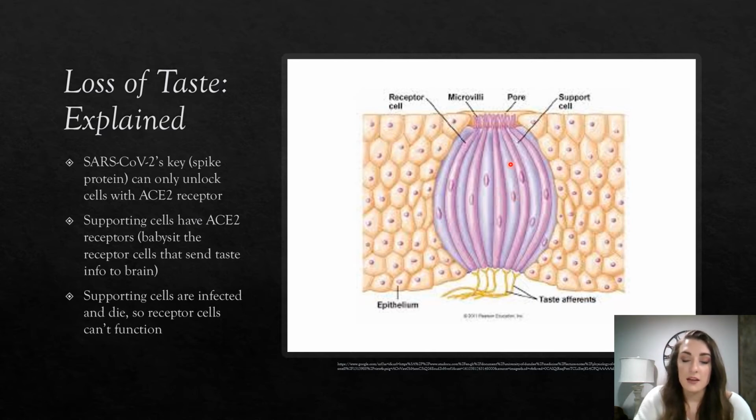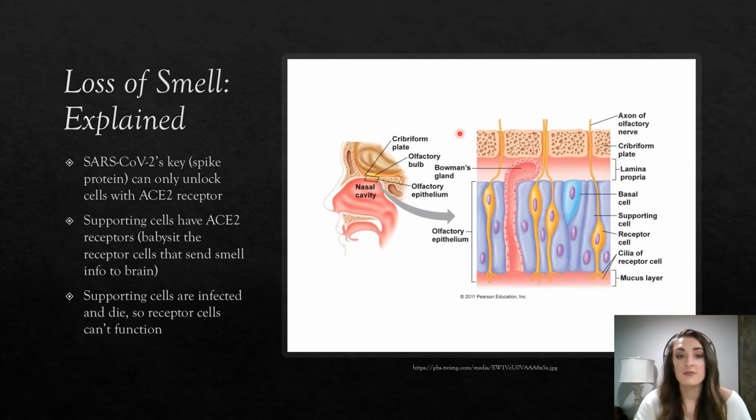But these receptor cells can't really take care of themselves, so they have babysitter cells or support cells that do take care of them. These purple support cells do have ACE2 receptors, so the virus infects and kills these purple cells. And then the receptor cells, they can't take care of themselves, so they die too. And so the receptor cells can't tell the nerves to tell the brain what they taste, and that is how you lose your sense of taste. And this is all happening in the tongue, so these cells do tend to grow back within a few weeks or months.